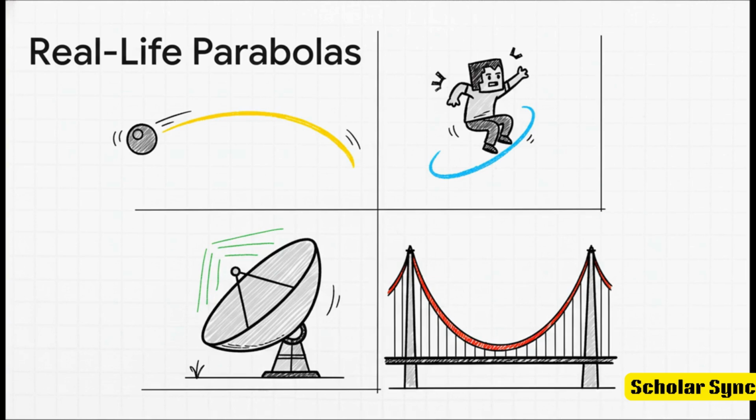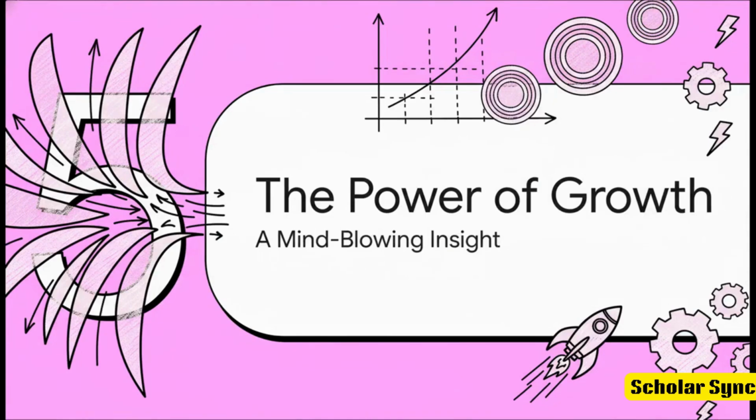It is literally everywhere. But why? Why is this one shape so special? It's not just because it looks cool, it's all about the way it grows. This secret code, y equals x squared, hides a mind-blowing insight about acceleration and power. Let's dig a little deeper.